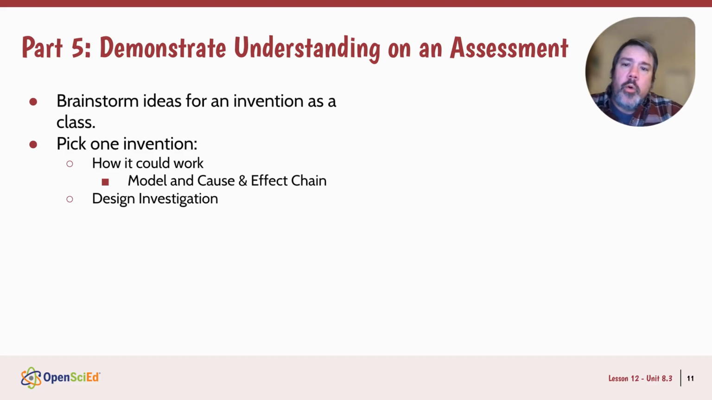Okay, so in part 5, this is the last part of the lesson, and that's where we're going to demonstrate understanding. After we have that scientist circle, we return to our driving question board. We do a little bit of celebrating and reflecting, and then we dig into this last part to demonstrate understanding. We're going to brainstorm some ideas for an invention that could use an electromagnet to solve a problem or do something. Then we're going to pick one, and that's ultimately what we're going to talk about on the assessment.